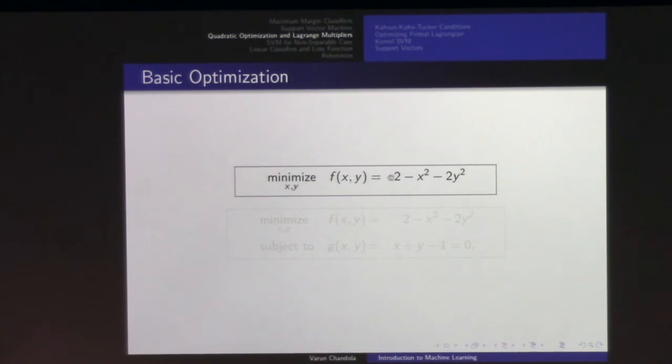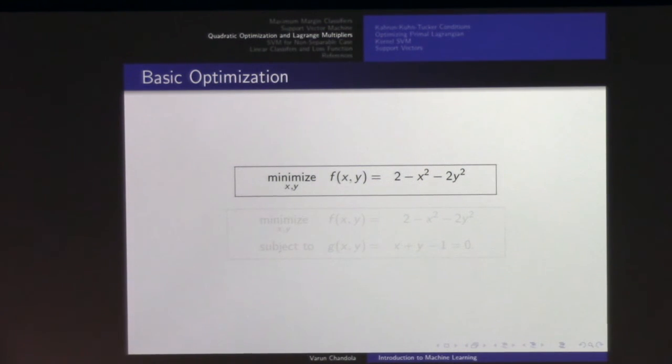We are trying to minimize the function, and we want to find the x and y that minimize this function, right? So let's say this is the function. Now, if that's the only part there, then you know how to do that, right? You compute the gradient and set it to 0. In this case, it will be 2x minus 4y. Set it to 0 and compute your x and y. Or you can do gradient descent or whatnot, right? So you can do that.